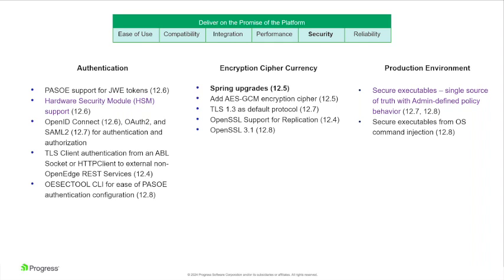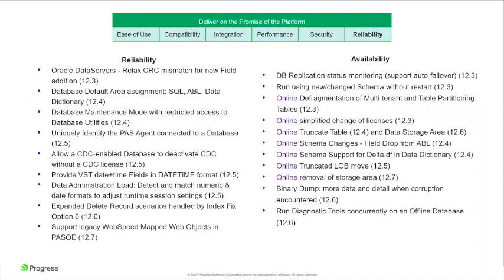We strive to maintain currency on encryption ciphers, and that also includes the third parties. We have upgraded Spring in 12.5. We've also upgraded the version of OpenSSL to 3.1. That occurred in 12.8. Continuing to move on delivering on the promise of the platform. Reliability was our section that was left, but it really breaks down into two aspects.